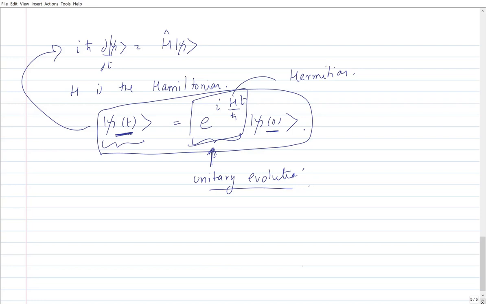So yeah, there we go. I think there's a minus sign over here. So this governs the quantum dynamics. Yeah, so till then, see you next time.